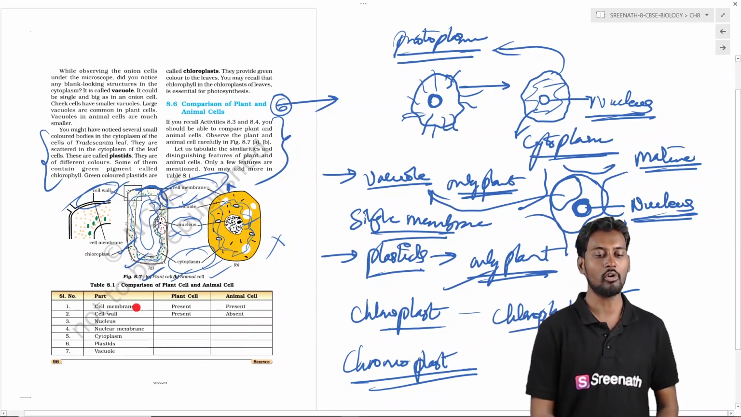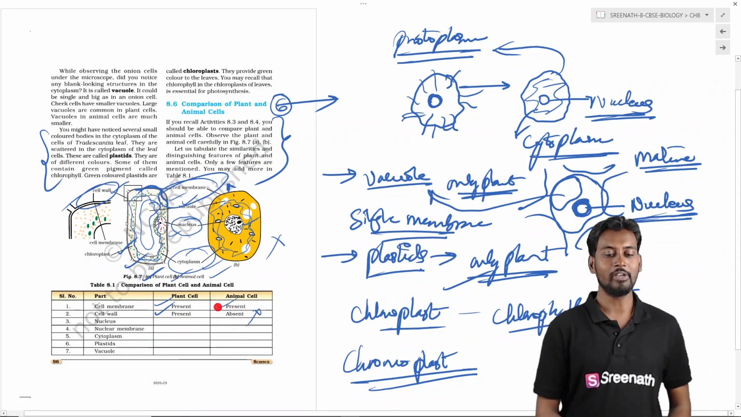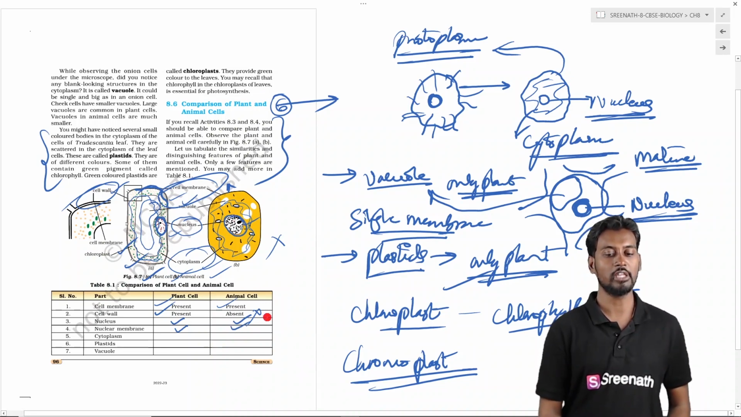Here in the tabular column, the cell membrane is present in plant and animal cells. The cell wall is present in the plant cell, not in the animal cells. Okay, from the diagram we can say that the nucleus is present in the plant cell and also in the animal cells. Coming to the nuclear membrane, it is present in both. Here you can see the boundary of the nucleus in both the plant and the animal cell. So they are present.